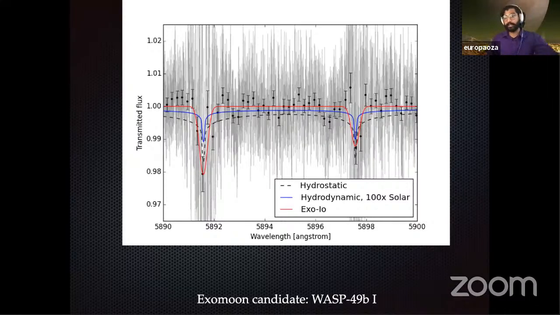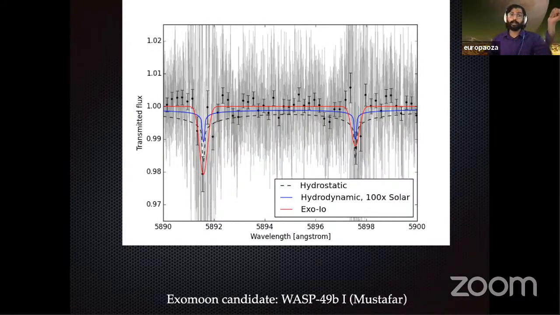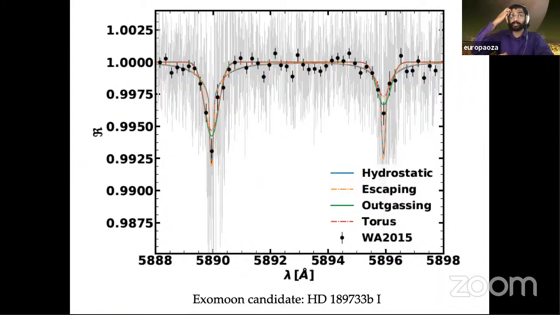And this was in 2019 when we first published our paper, and since then, oh, by the way, there's a nickname, Mustafar. I'll show you later why that is. Anyways, if you look at HD 189, a more famous exoplanet, you can also see that the hydrostatic and even the escaping atmosphere has trouble getting to the broadening. And if you look on the right-hand side, the D1 line, the depth is just not matched. You can see a D2 to D1 ratio of about 2. And here the outgassing, exomoon, and even the torus fits far better, in my opinion. I mean, you can decide for yourself.